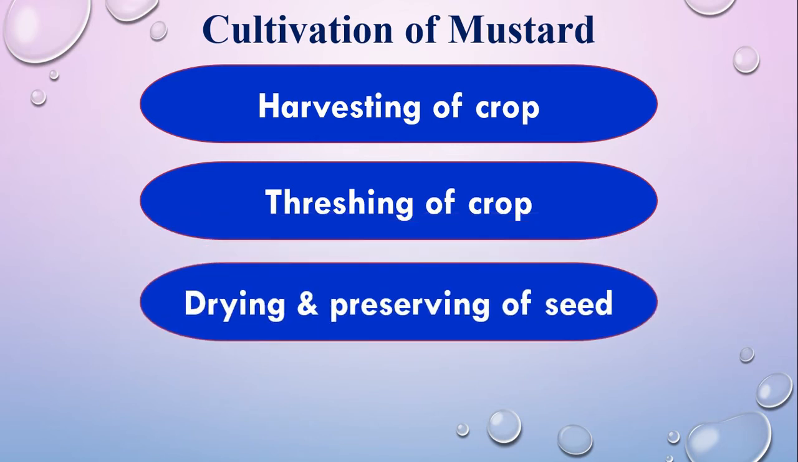Next point is drying and preserving of seeds. After threshing, seeds are cleaned by winnowing. Thereafter, the seeds are dried well in the sun and then preserved in dry pots. And remember that the moisture content at that time should be between 10 to 12%. The preserved seeds should frequently be dried and preserved.